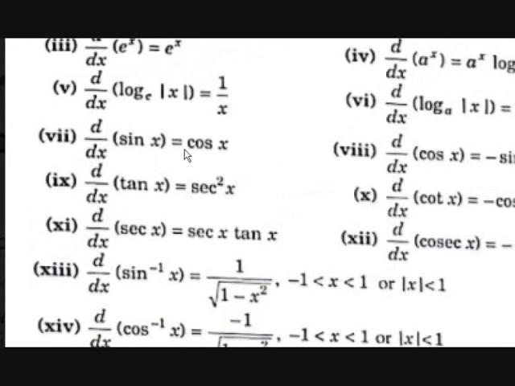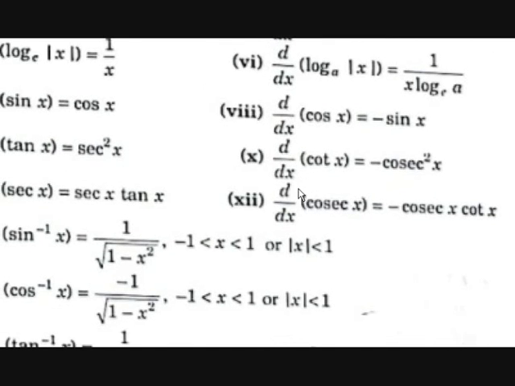And d by dx of sin x is cos x. Sin becomes cos. And d by dx of cos becomes minus sin. Okay, how to remember this? First, let's see all. D by dx of tan x is secant square x. D by dx of cot x is minus cosecant square x. D by dx of secant x is secant x tan x. And d by dx of cosecant x is minus cosecant x cot x.